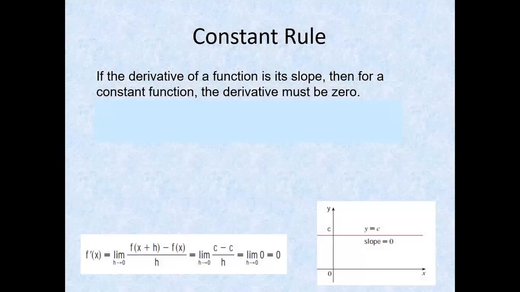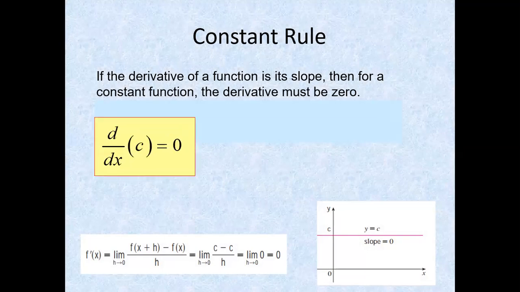First of all, we have a constant rule. It says that if the derivative of a constant is its slope, then for a constant function, the derivative must be 0. So here is the definition. d/dx of any constant is always 0.